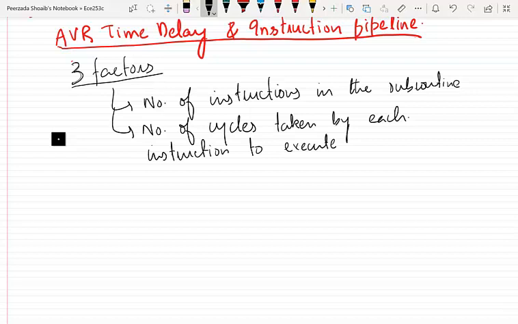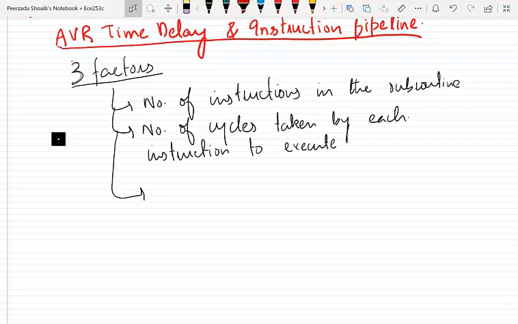So there are three factors that determine the exact time delay. Number one is the number of instructions in the subroutine. Number two, the number of cycles taken by each instruction in that subroutine to execute, and this actually depends on the architectural design and IC technology used by a particular microcontroller. Modern AVR microcontrollers, as I have said, take only one cycle to execute most instructions. And then the third factor is how long this machine cycle will be.